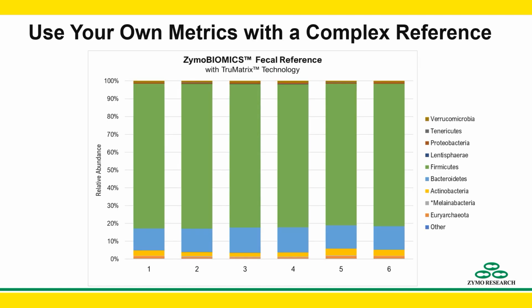You can also use your own metrics, and again, this could be more complicated and you might have to come up with your own method for doing this to compare a more complex material such as the true matrix fecal reference. In this case, we're looking at some of the more common taxa in there and just generating taxonomy plots and seeing if they look similar. And while taxonomy plots aren't the most informative if you have large differences, it is usually pretty easy to see that you have a good degree of similarity between samples.